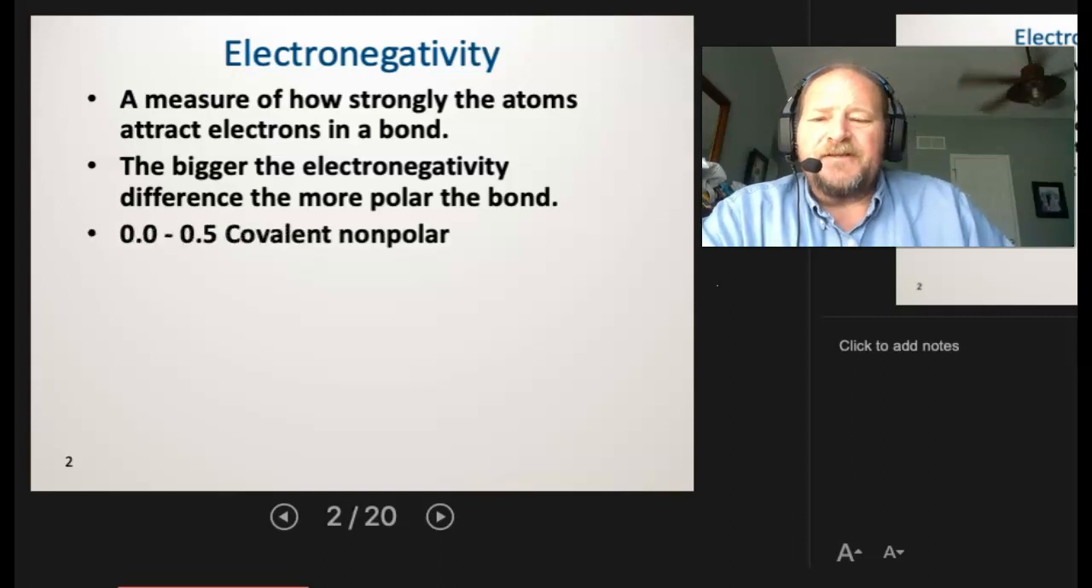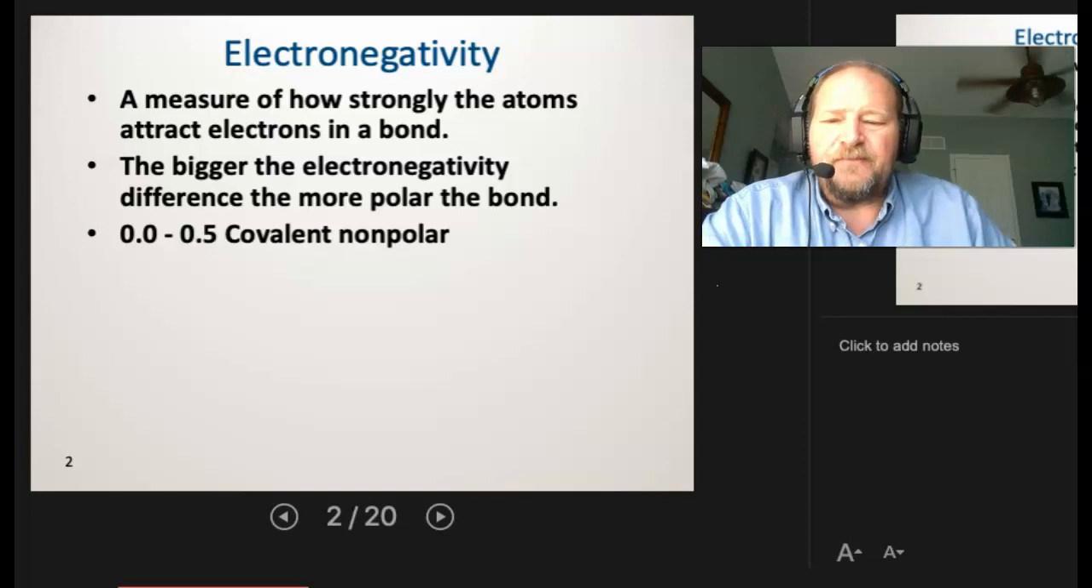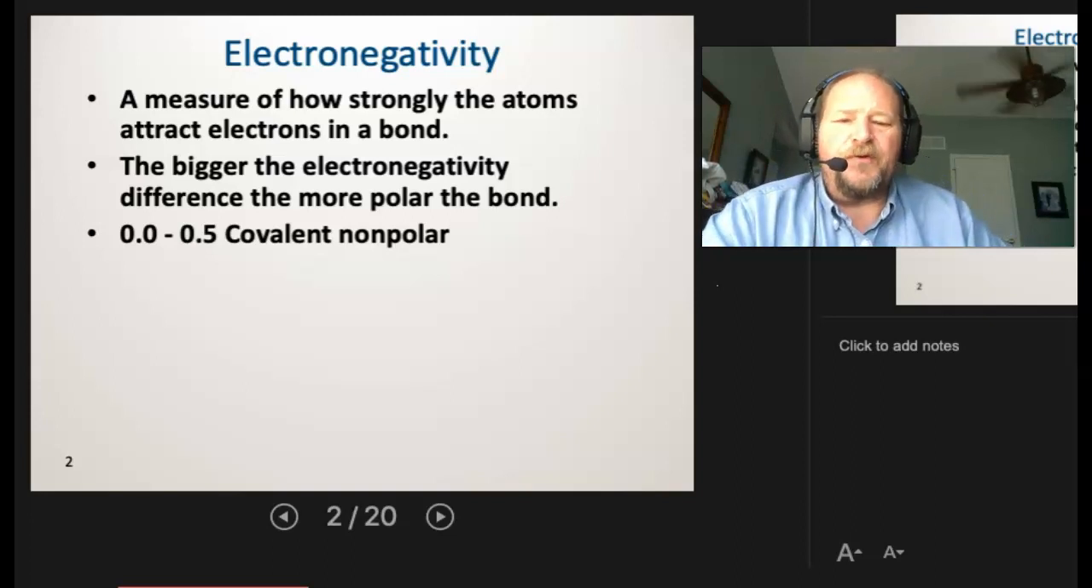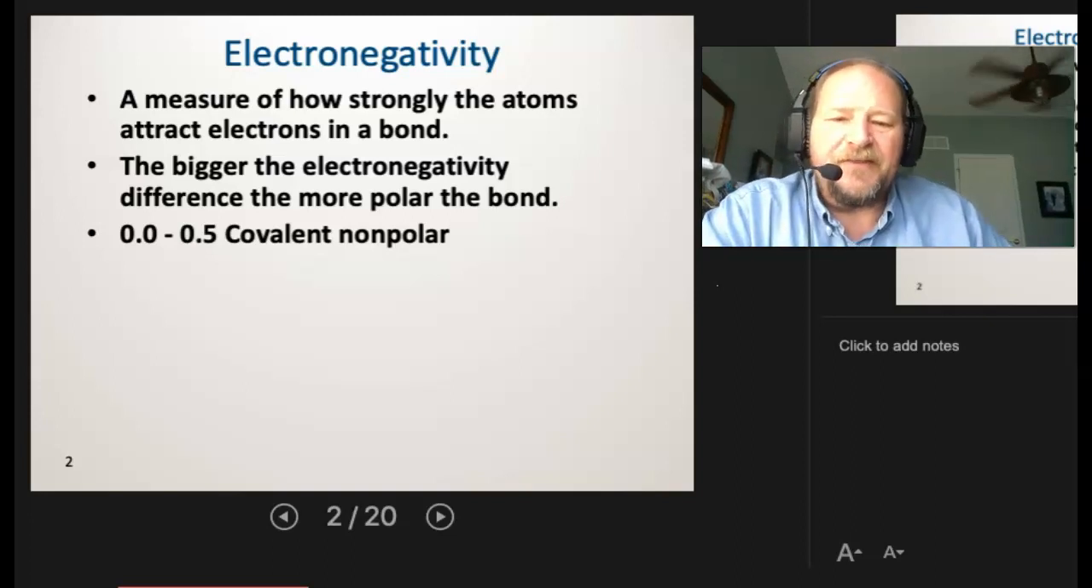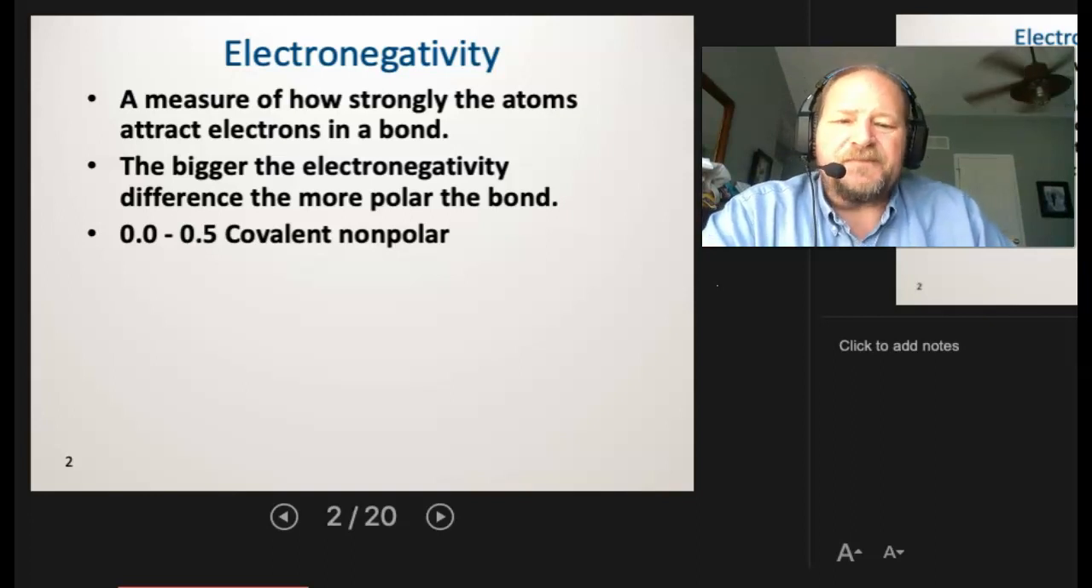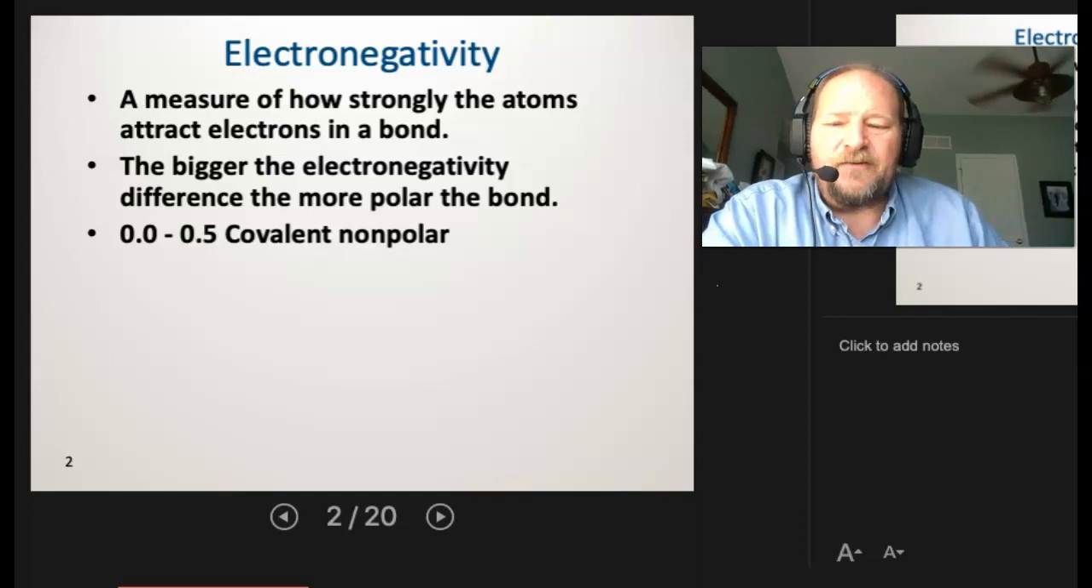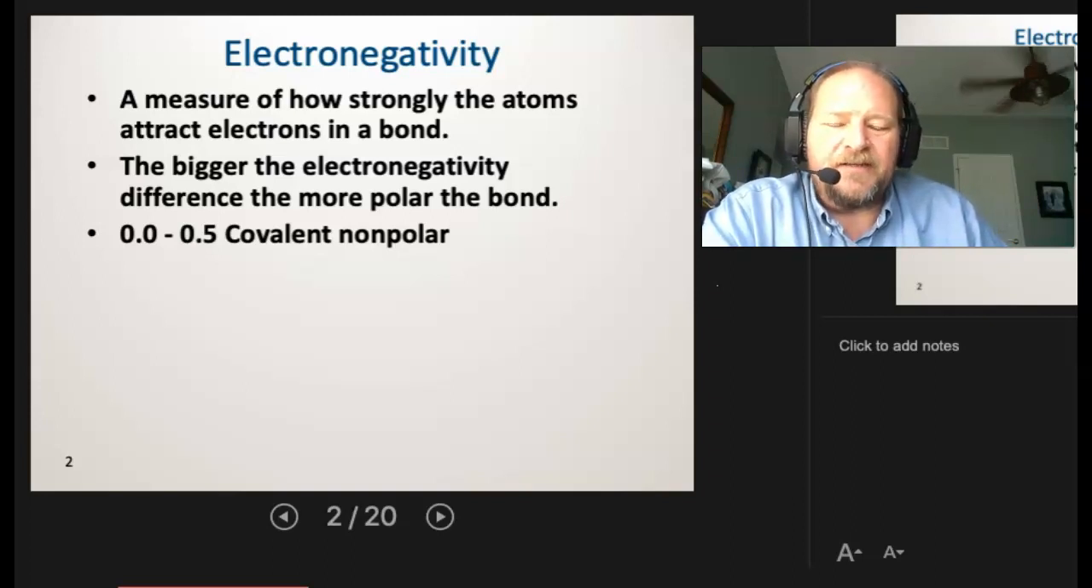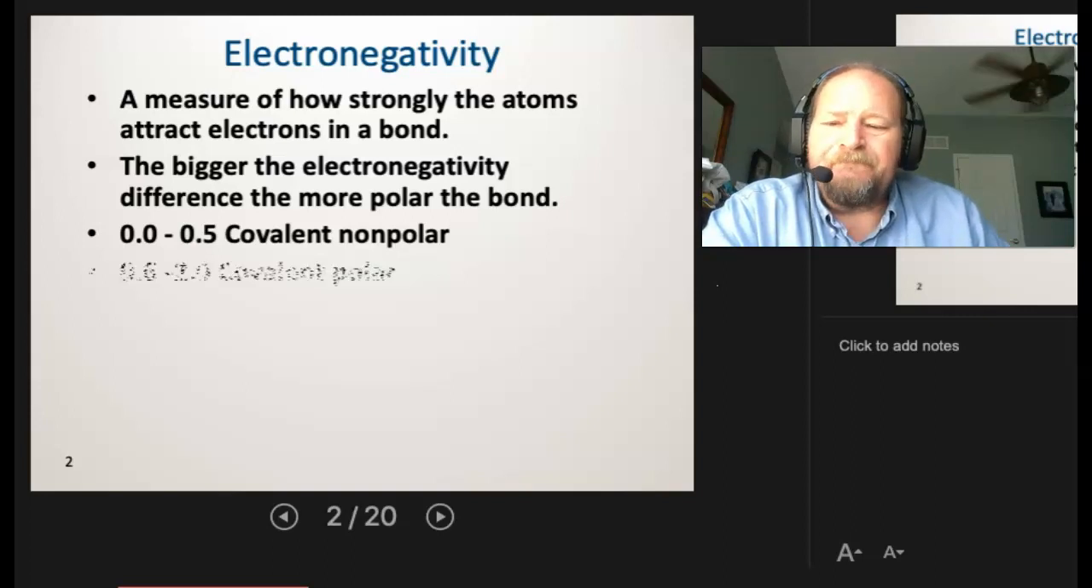Okay, so we have a range. We're going to do a quick math equation where the numbers have a fixed value. You don't need to memorize those values; I'll provide them for you. But you'll subtract the two, and then it's going to fall into one of these three categories. Either that difference will be between 0 and 0.5. If so, we call that a covalent nonpolar bond. So there we're saying that the electrons are being shared pretty equally.